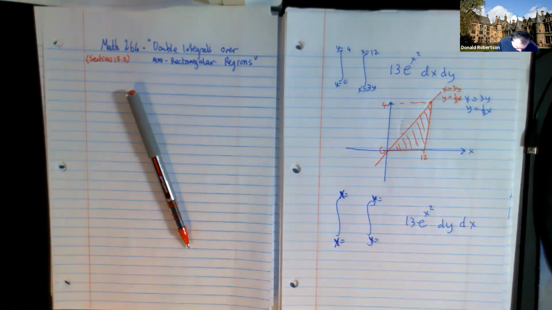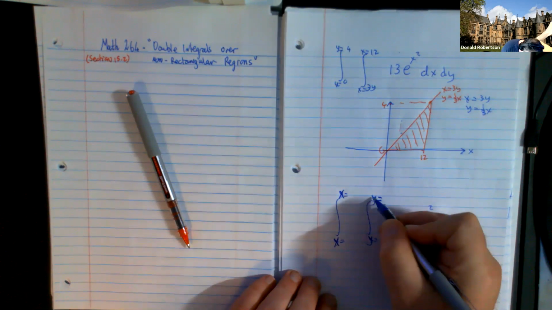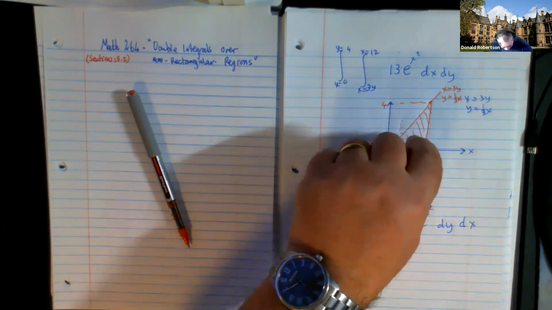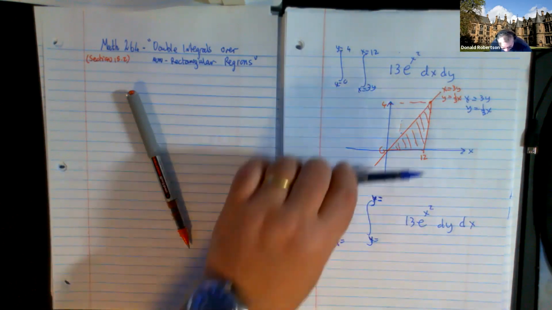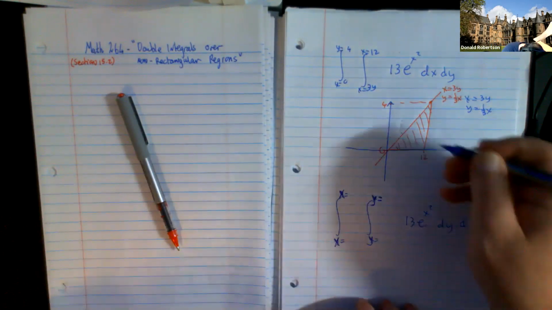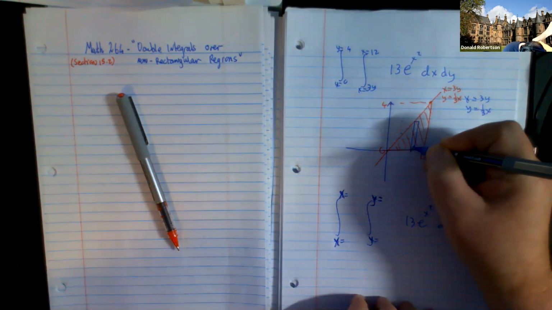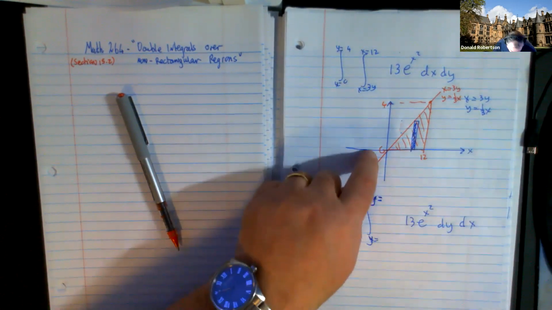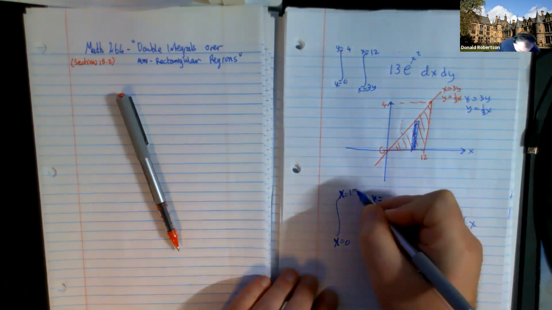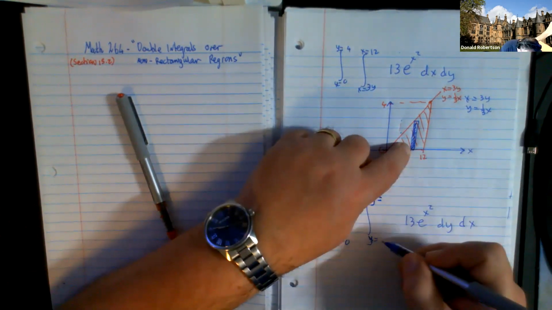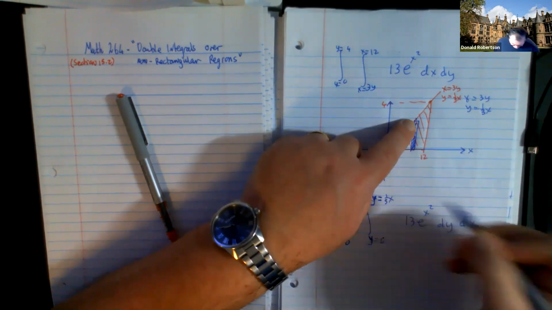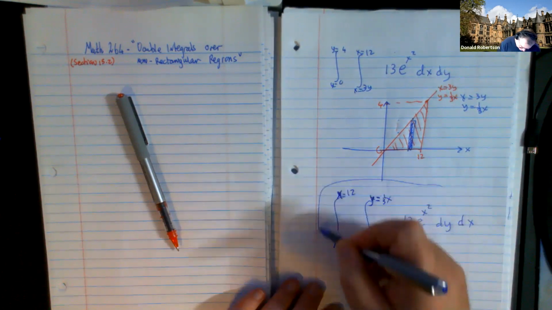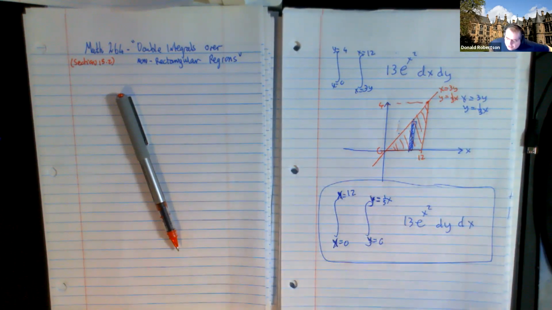So the only guy I really need to figure out here is how to describe this region in a different way. They've actually described this region going that way. So I'm going to describe it going this way. So x goes from 0 to 12, and y goes from 0 to the straight line, 1/3 x. And that fella is the new integral with the order switched.